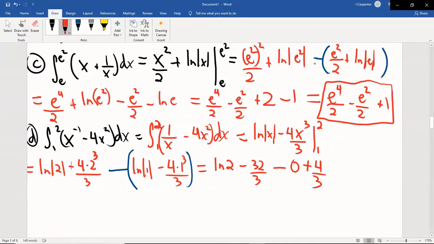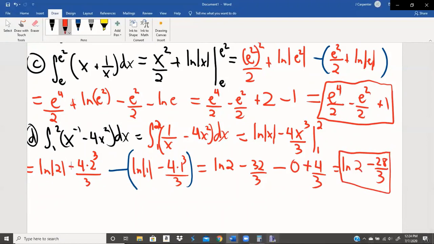Natural log of 2, no idea what it is. Leave it alone. Negative 32 over 3 plus 4 over 3, they have an LCD. Negative 32 plus 4 is negative 28. That's a minus 28 over 3. You don't need to write the minus 0. So that's it. You can't do anything else with that. That is the exact analytic answer.